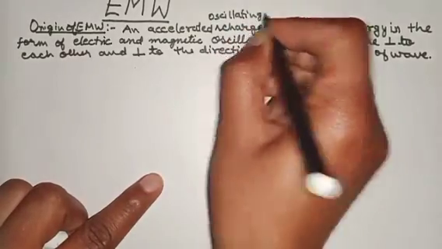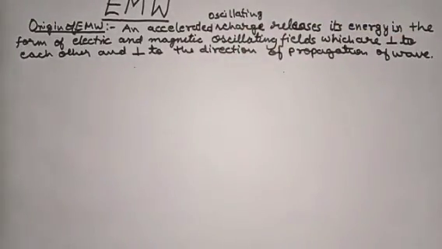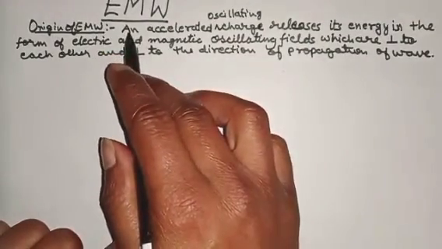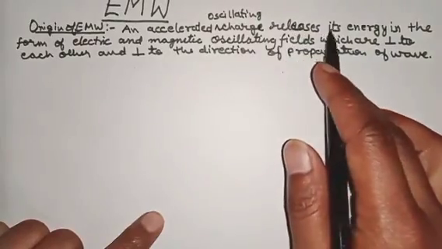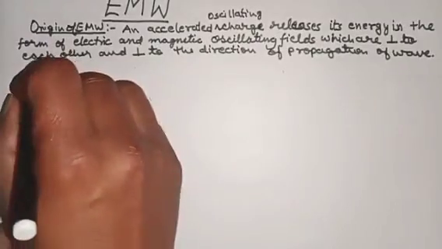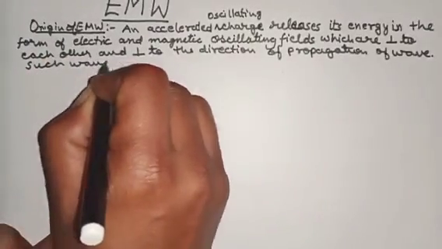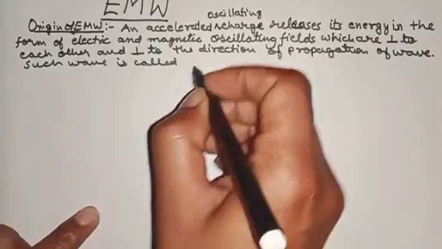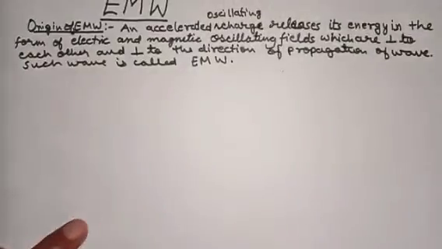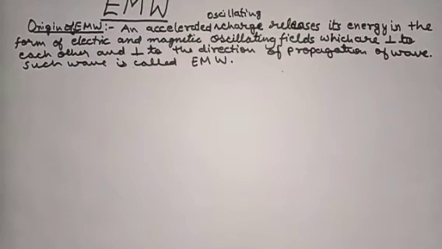An oscillating charge releases its excess energy in the form of electric and magnetic oscillating fields, which are perpendicular to each other and perpendicular to the direction of propagation of the wave. In fact, the answer can be this much only: an accelerated charge releases its energy in the form of an electromagnetic wave. Such a wave is called an electromagnetic wave.